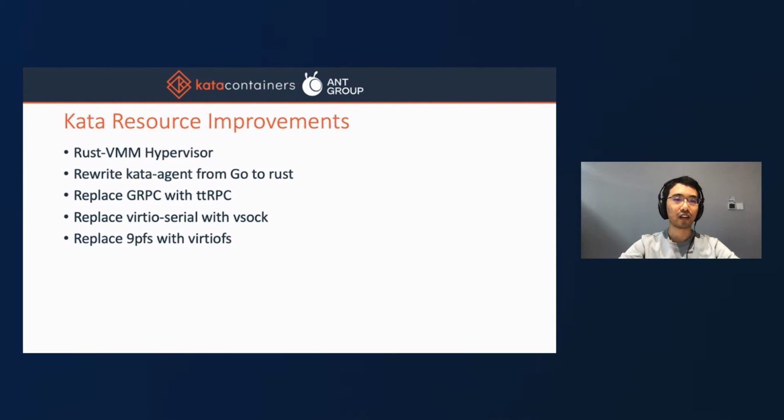Also, as we have stated, we have rewritten the Kata agent from Go to Rust and replaced the gRPC with ttRPC. Also, one thing I didn't mention is that we replaced virtio-serial with vSock, because with virtio-serial we have to use the Kata proxy process, and we want to drop it, so we use VirtIO vSock right now, and we have replaced 9pfs with VirtualFS. With these replacements, we have improved the Kata Containers resource footprint much better now.